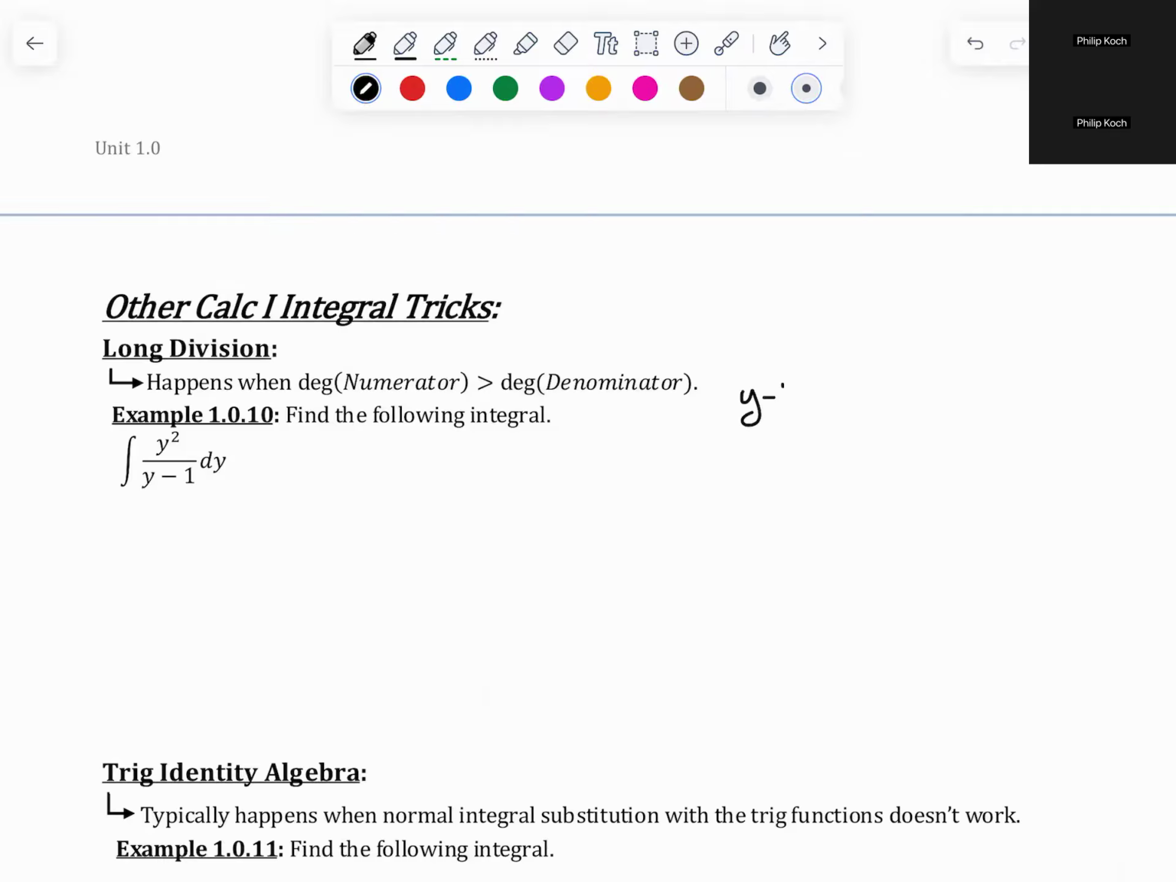So y minus 1 divided into y squared. And remember, you need placeholders for every power of y, including your constant. So it's plus 0y to the first power plus 0. Thought you were not going to have to deal with it anymore, didn't you? Thought you wouldn't have to deal with long division ever again. No, it's going to keep coming up again and again and again.